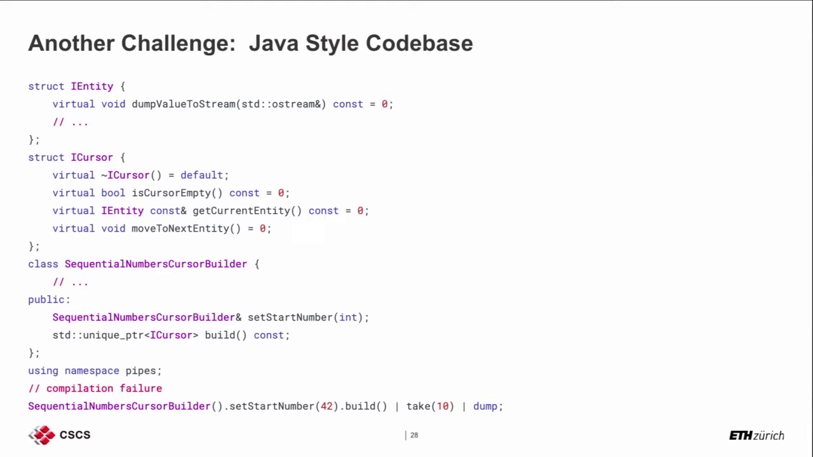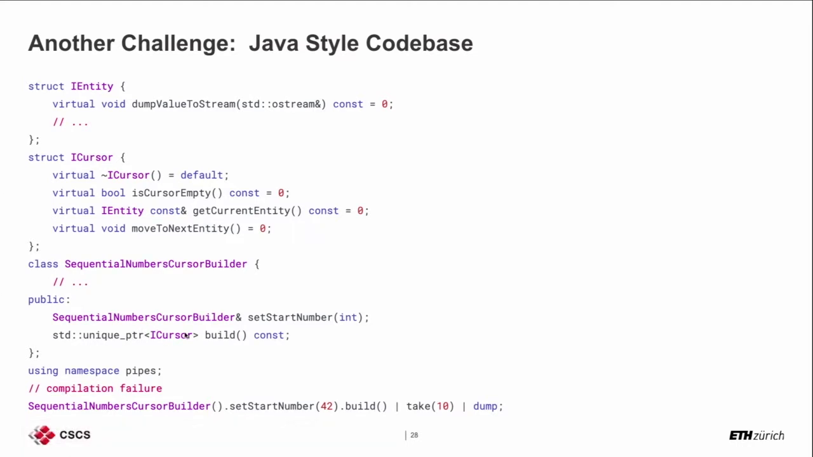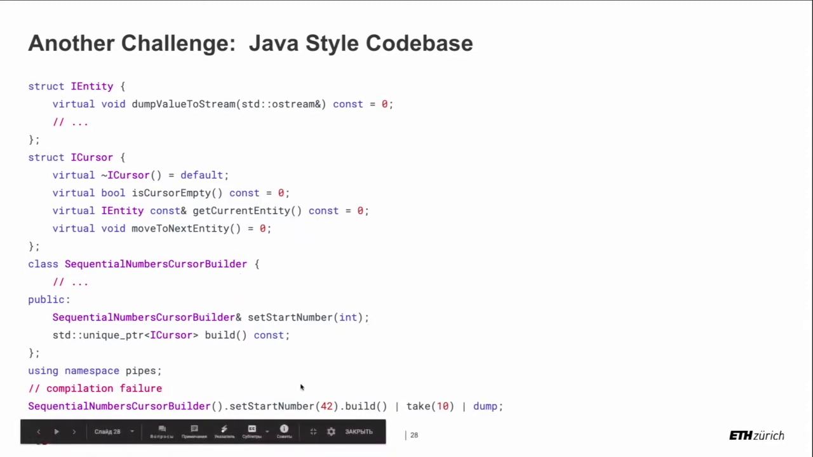So let's consider another challenge. Suppose we have yet another code base that wants to use our cursor stuff, and this code base is written in C++, but in Java style. It's the same pattern. It's a cursor, but it has virtual functions, and it returns some entity, and the entity has a lot of methods with the dump to value to stream. How Java programmers do it, they have this builder that builds the cursor, and it returns a unique pointer to the cursor. In principle, we have enough information to use this stuff in our context.